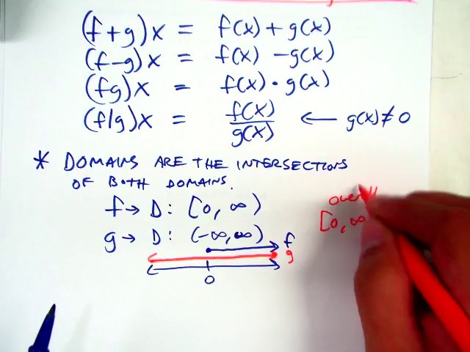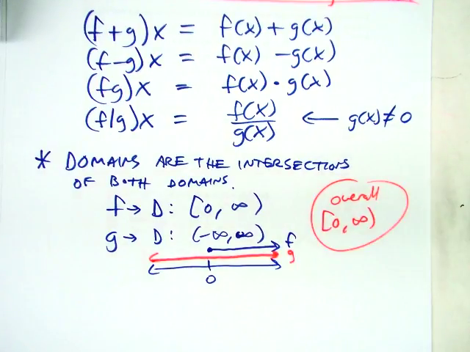What if there's no intersection? Then, well, you wouldn't have that, because then you wouldn't be able to add. That's a good question, but generally you're always going to have some kind of intersection there.